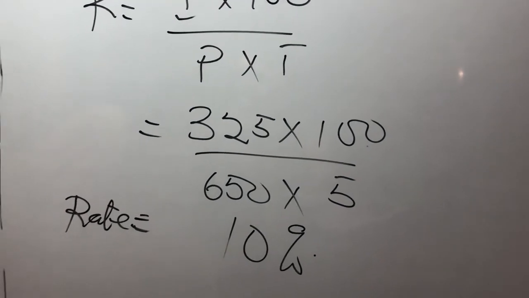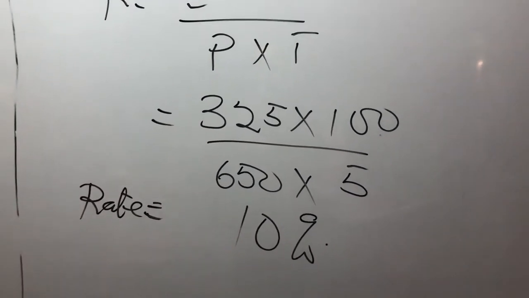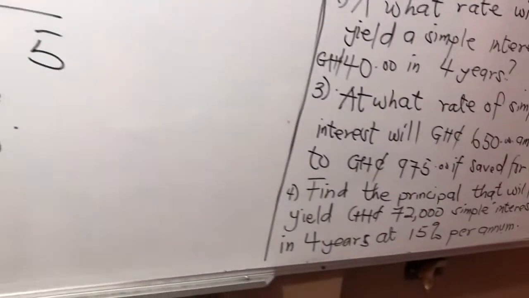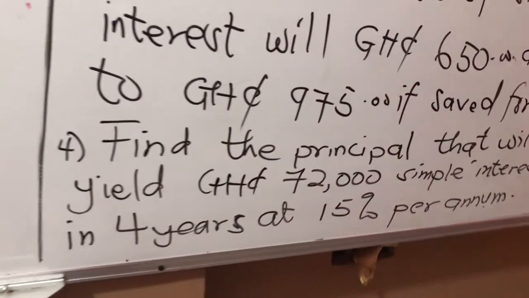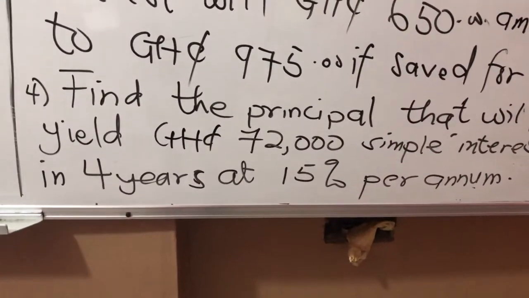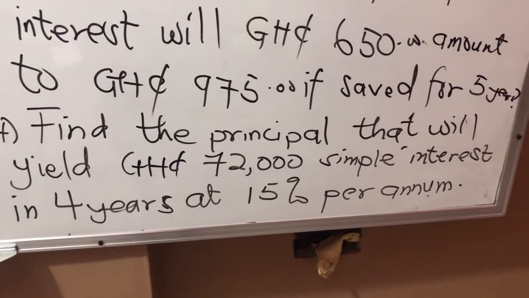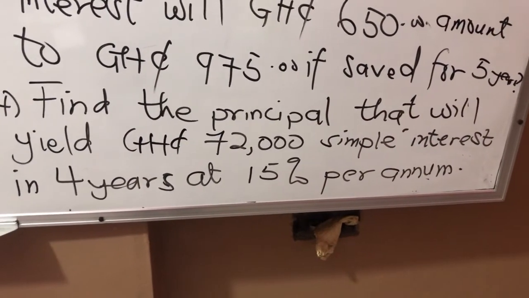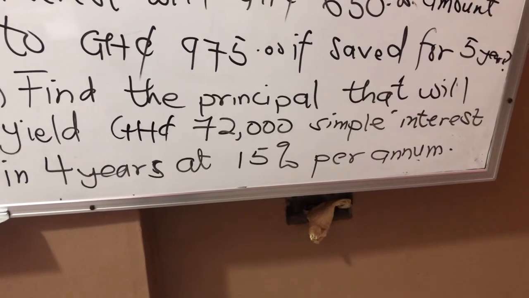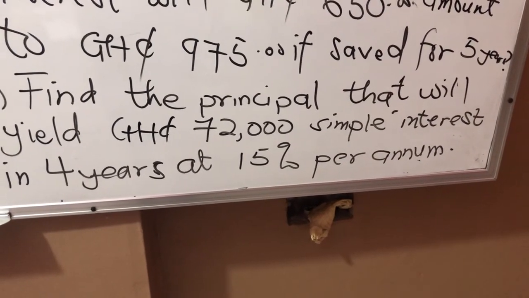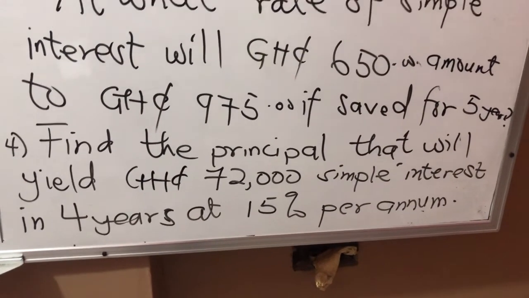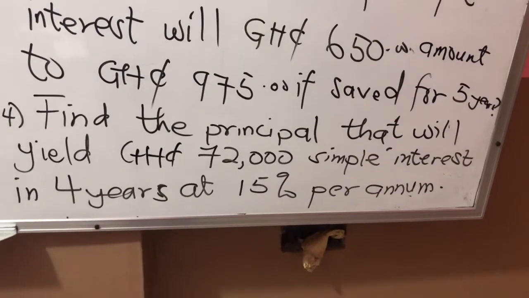So I'm going to end here today because of time. There was a last question, but we'll view the question, try and solve it for me, and take it as number 1 question for your assignment. So find the principal that will yield 72,000 Ghana cedis simple interest in 4 years at 15% per annum. So this is your number 1 assignment question.